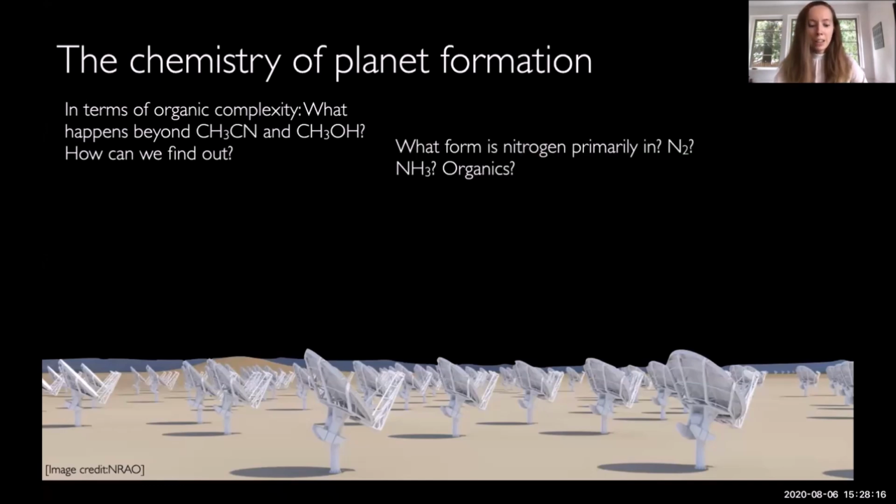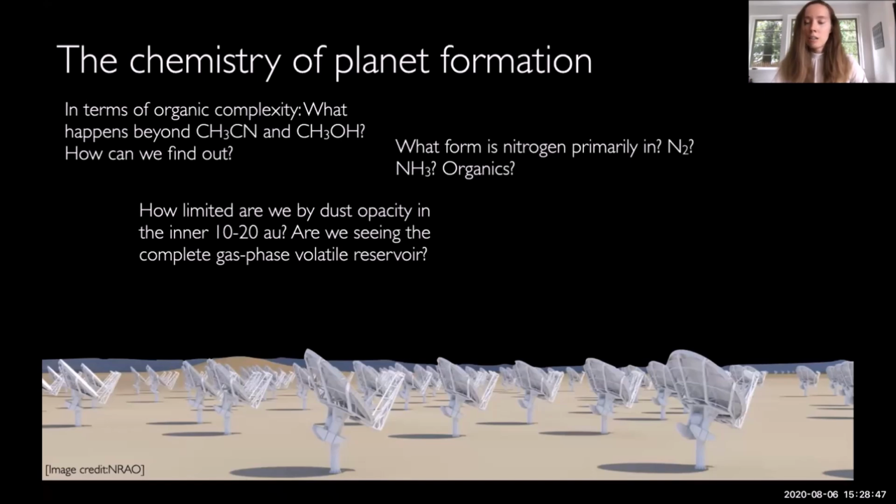The other big chemical mystery, I would say, is nitrogen. Currently we're tracing nitrogen with molecules like hydrogen cyanide, which we know is a minor carrier of nitrogen. And that's because with ALMA, we can't see what we think are the main carriers, which are molecular nitrogen and ammonia. And obviously ammonia would be a very interesting target for the ngVLA to see if we can get enough sensitivity to go after that in a similar set of disks.